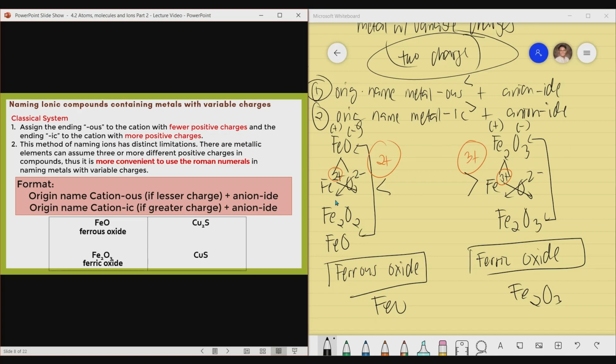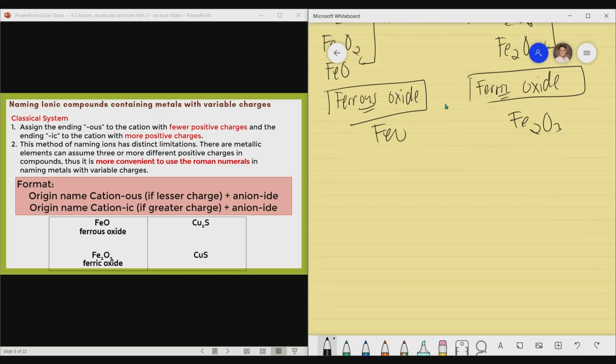So, at this point, look at the process. Kailangan muna natin malaman yung charge ni Fe, yung metal with variable charge. So, knowing na 2 tsaka 3 sila separately. So, kung anumang compound ang nakakuha ng mas mababa, siya ang gagamit nitong OUS. Sa compound naman na nakakuha ng mas mataas, in this case 3 plus, siya yung gagamit ng IC. Okay? Okay. Another example. Sige.